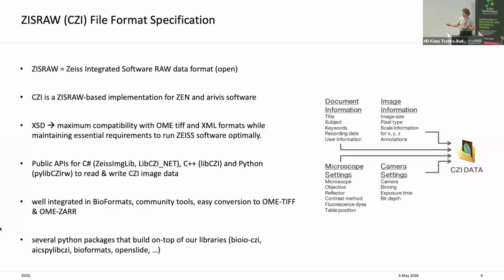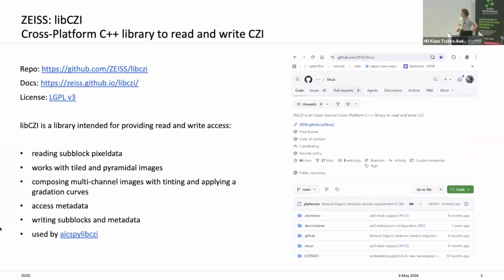Most important for today, it has public APIs for .NET, C++, and Python to read and write CZI image data. It's well supported by Bioformats and even some community packages built on top of it. Let's go through those libraries and why they are there.